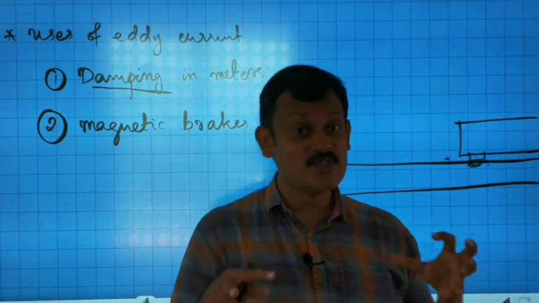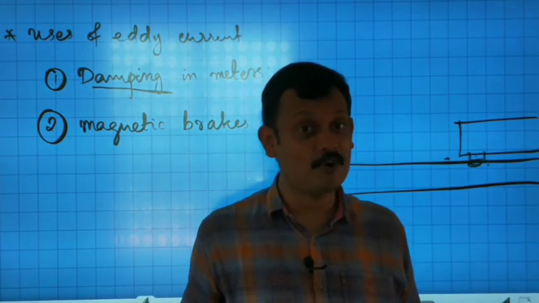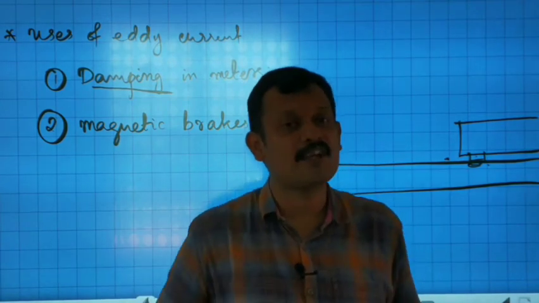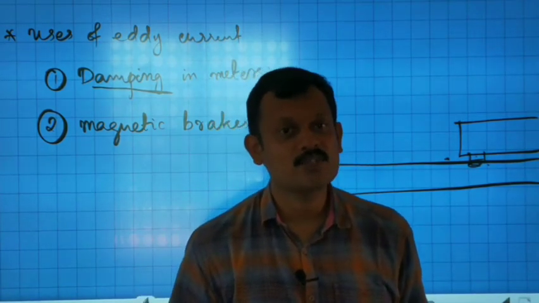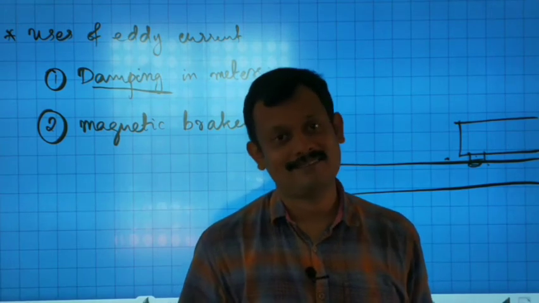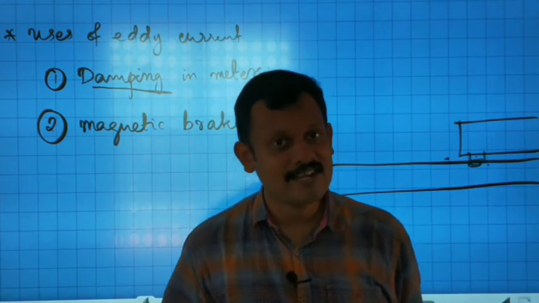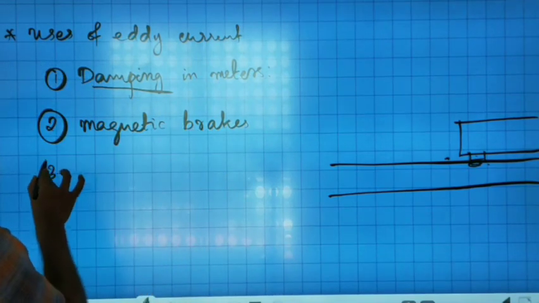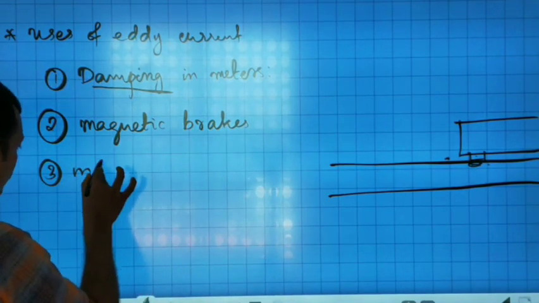Since there is no physical contact involved, there will be no or negligible loss of energy in the process, because there is no wear and tear occurring here. That is application number 2, magnetic braking. The third application is the induction furnace.